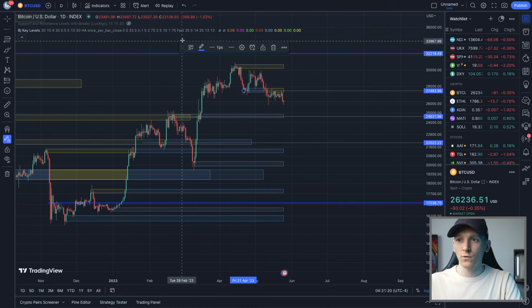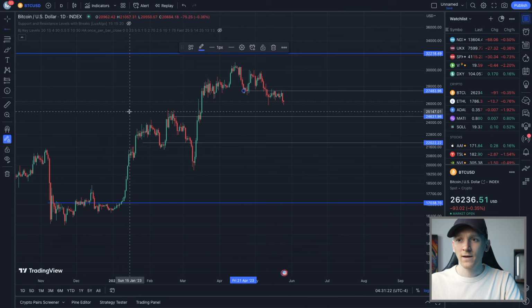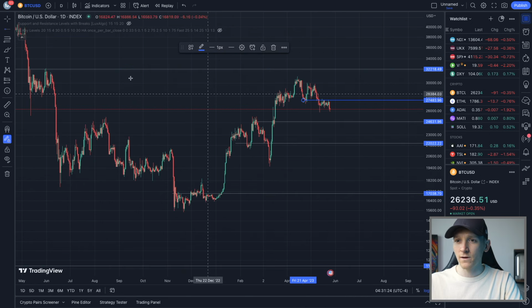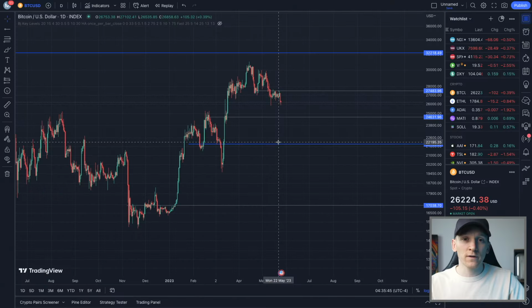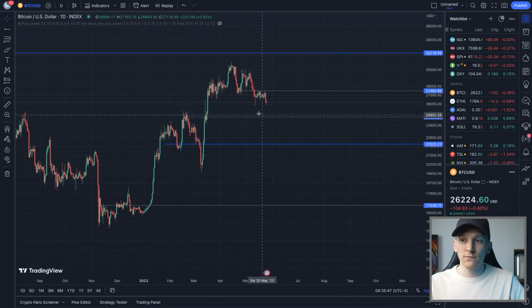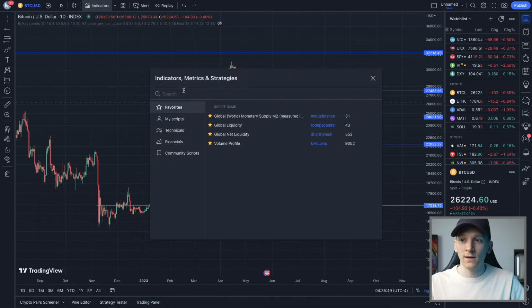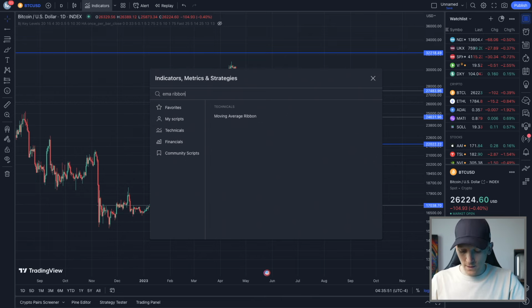Now we're going to very simply turn off this, and now we have the support and resistance lines that we can go ahead and trade right on the chart for us. How to actually go ahead and trade support and resistance though? Well, we can use trends to our advantage and just use these key price levels that we now have on the chart. Come to indicators and then search for the EMA ribbon.